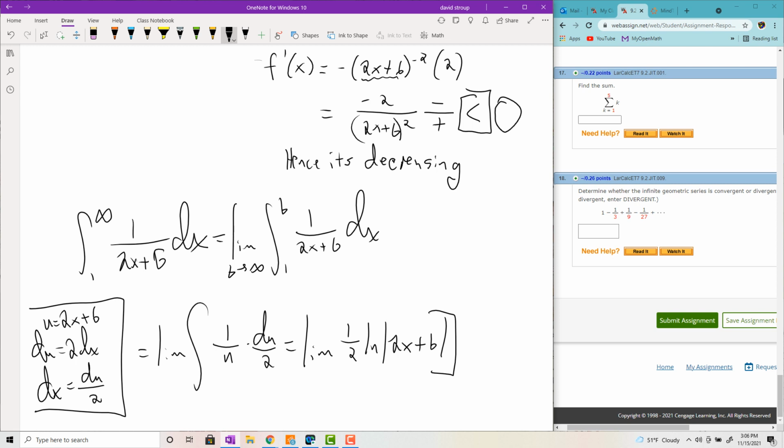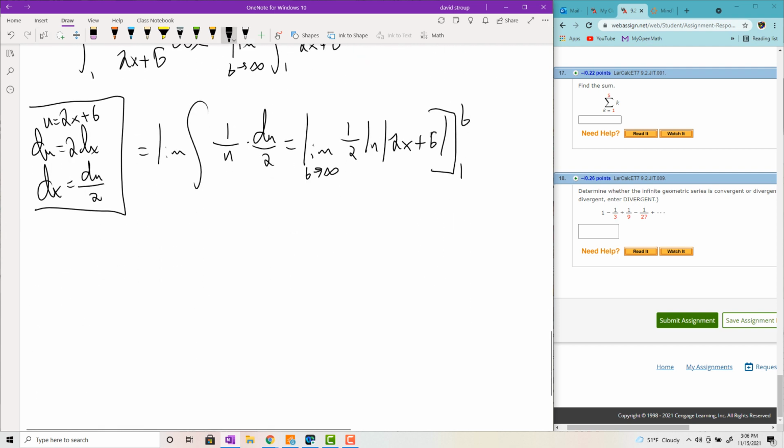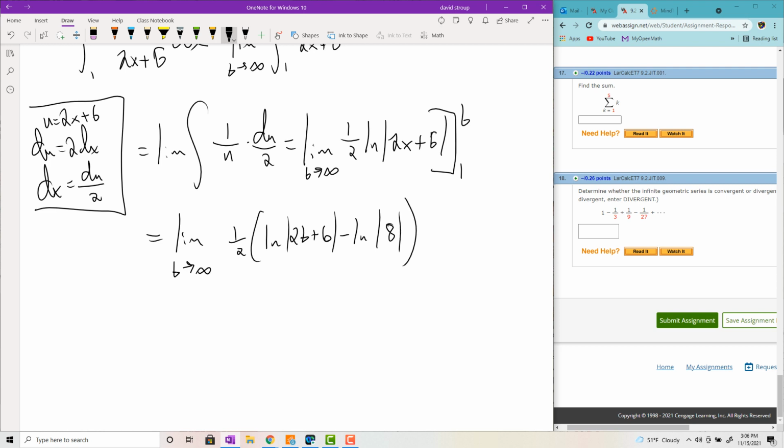Okay, and then we want to evaluate this limit as b goes to infinity. And I know my 6's look just like b's. Let's put 1 and b into the antiderivative and then take its limit. So the limit as b goes to infinity of 1/2 of ln of 2b plus 6 minus the ln of 2 times 1 plus 6, which is 8. Okay. The first term will go to infinity just by itself.